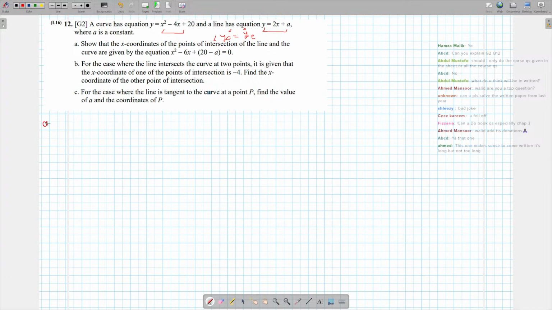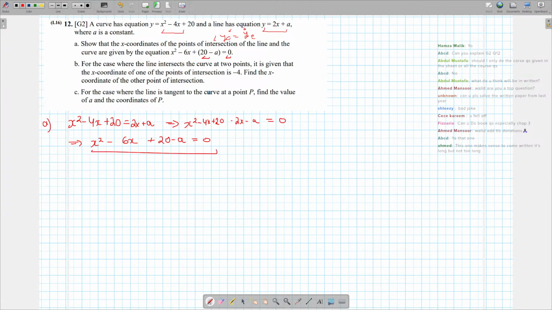So let's put part A. They're equal to each other. That means x squared minus 4x plus 20 is equal to 2x plus a. And you'd simplify this a bit, and they want it to be equal to 0, so take everything to the other side. You can get x squared minus 4x plus 20 minus 2x minus a is equal to 0. And if you simplify this a bit more, you're going to get x squared minus 6x plus 20 minus a equals 0. And then they want you to just put a small bracket around this.